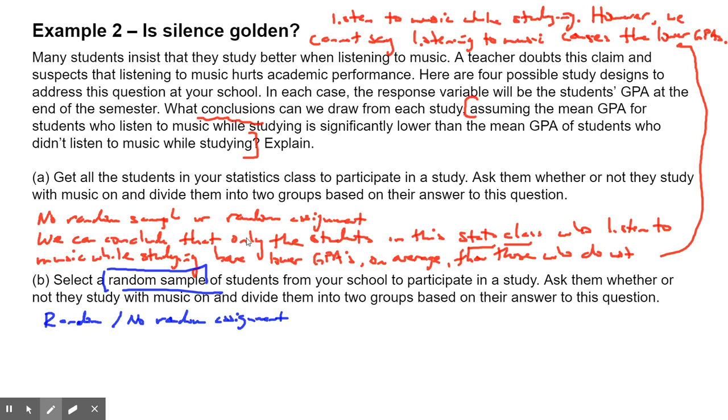So my answer can be very similar, except now, random sample, but no random assignment. So now it's going to be able to infer about the population, but still no cause and effect. So my answer looks like this.